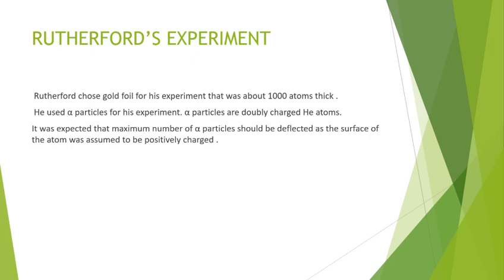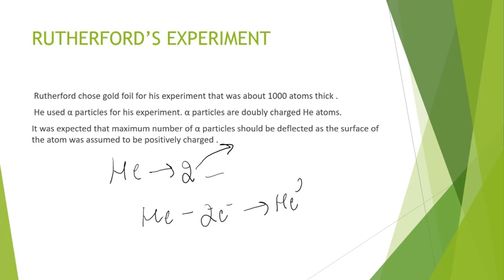He used alpha particles for his experiments. Alpha particles are doubly charged helium atoms. As we all know, the atomic number of helium is 2. Now if we remove these 2 electrons from the helium atom, helium minus 2 electrons, it will give you He 2 positive. This particle is known as an alpha particle, right?